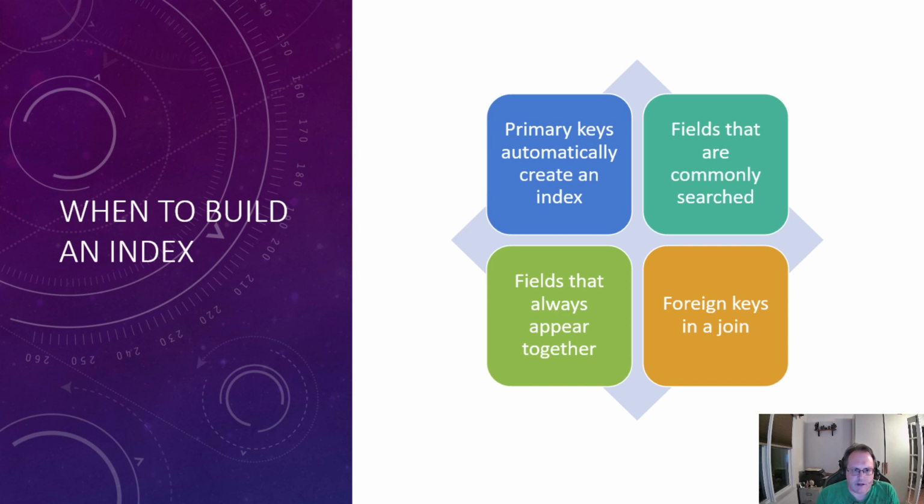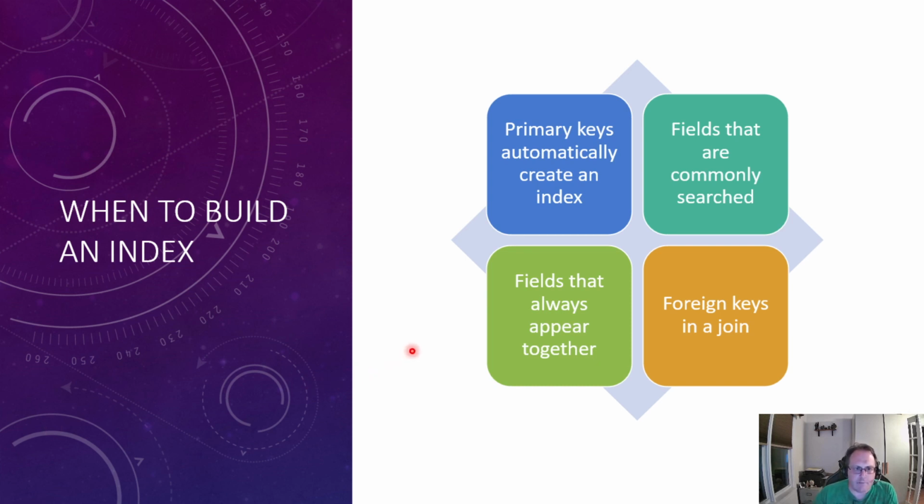You can also build an index on fields that always appear together. These are called a covering index. And again, more on these. And then I often like to put indexes on foreign keys in a join, especially if I do a lot of joining. I'm unique on this one. You don't have to do this, but I like putting an index on my foreign keys.